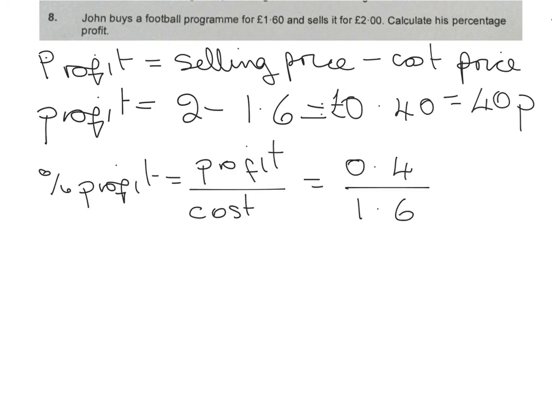So to find the percentage profit, we're looking for the profit over the cost, which is equal to 0.4 over 1.6. Now, if this turns up in a non-calculator, you need to be able to simplify that fraction. In this case, 0.4 over 1.6 will simplify to 1/4. And as we all know, a quarter is equal to 25%. So the percentage profit of the cost price is 25%.